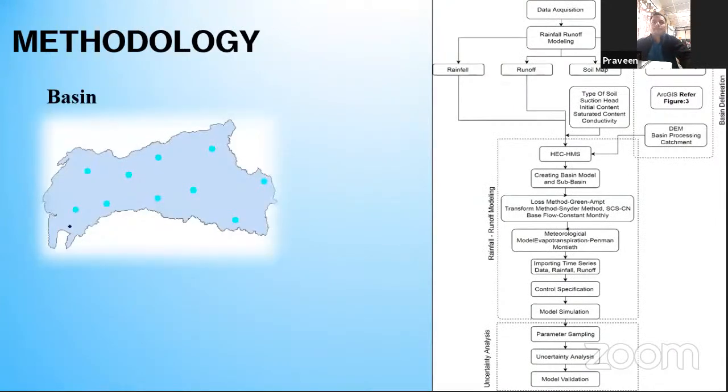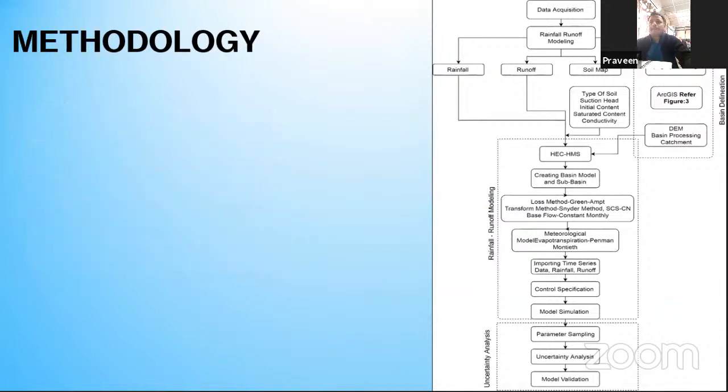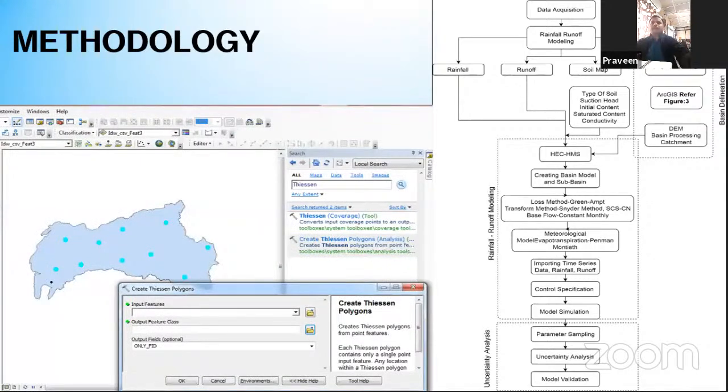Ultimately, when you do the basin delineation, you will get this kind of figure of the basin, and then I had to locate the different gauging stations. Whenever you collect the data, maybe the grid data or the gauging sites, you will have the lat-long of those. Using ArcMap, you can locate all the gauging sites, and after locating the gauging sites, I have to create a Thiessen polygon.